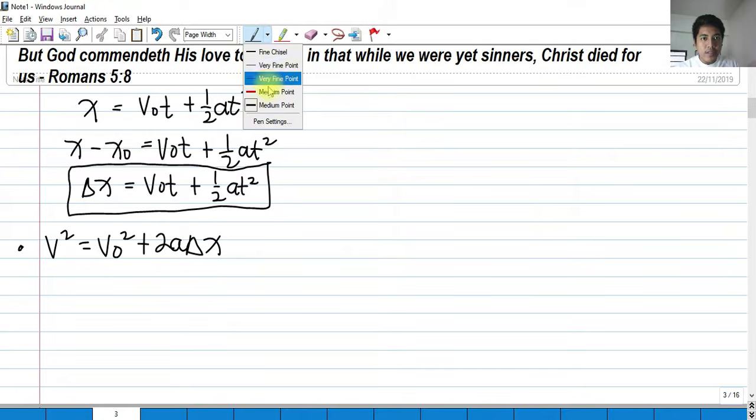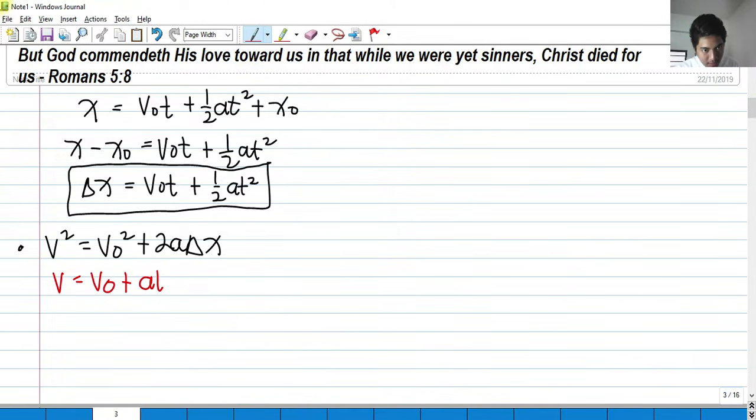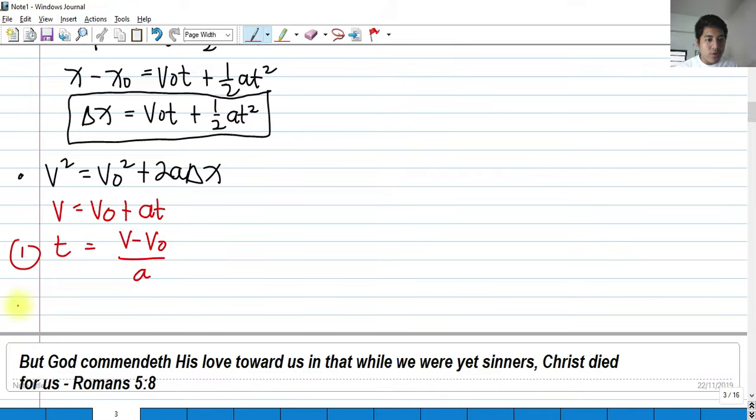For our third equation, v squared is equal to v naught squared plus 2a delta x. Recall that our first equation is v is equal to v naught plus at. If I solve this in terms of t, we have t equals v minus v naught over a. So that's my equation 1. And I'm going to plug this t into our second equation, which is delta x equals v naught t plus 1 half a t squared.